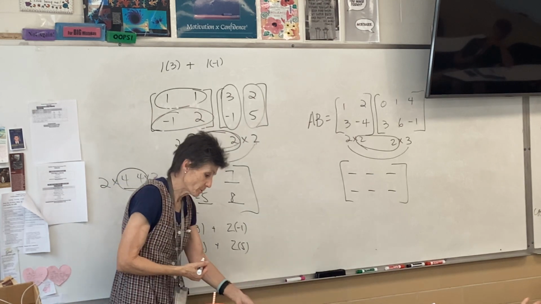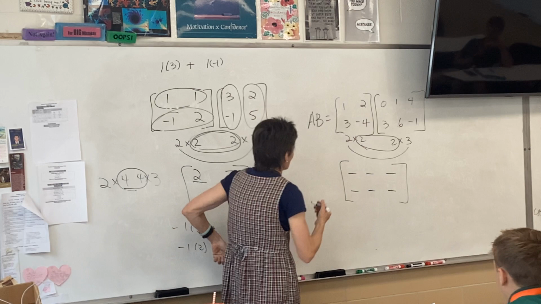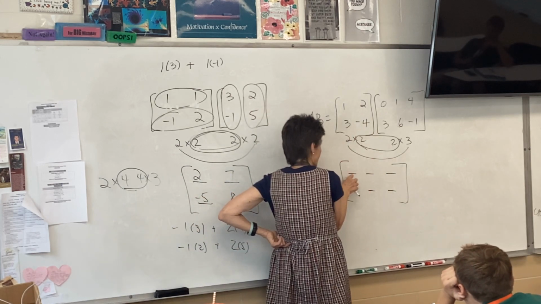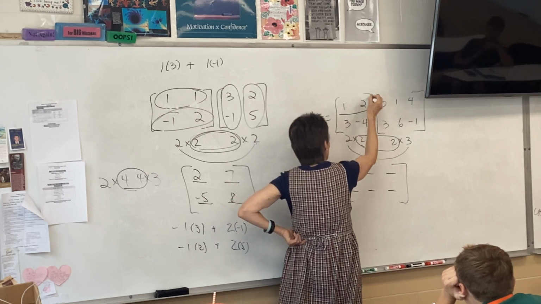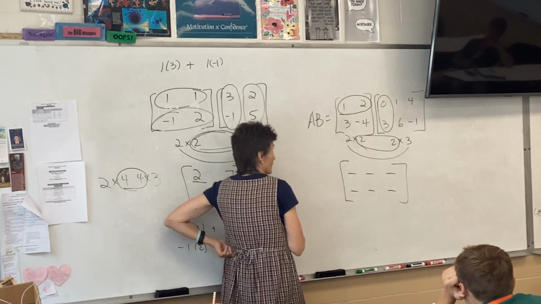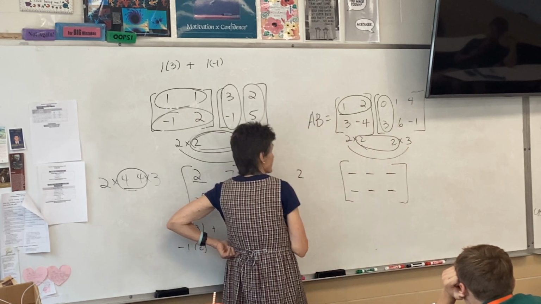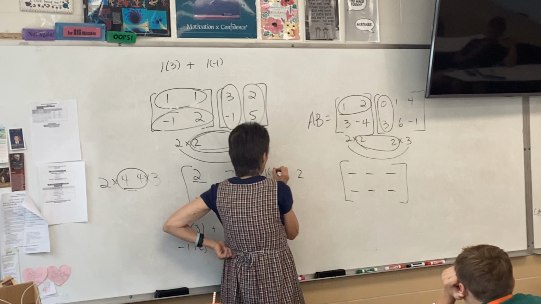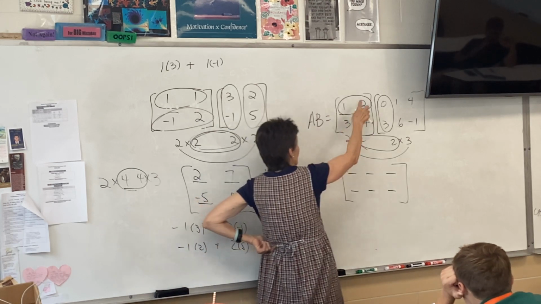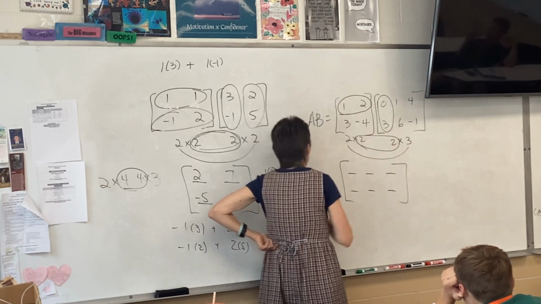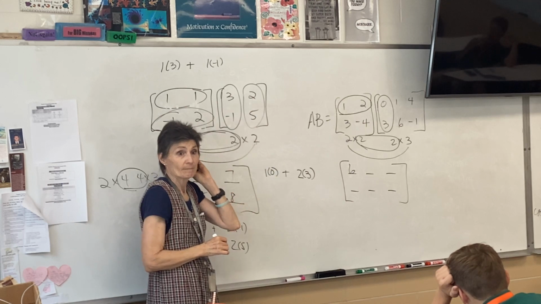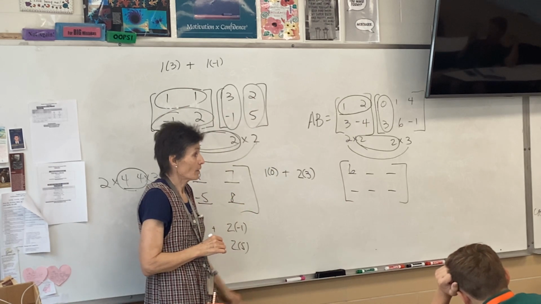All right, I'll do the first one just in case there's anybody out there who is a little bit lost. I'm going to find this number. He is in the first row, first column. So I'm going to take the 2 numbers in the first row and multiply them by the corresponding numbers in the first column. So that number should be a 6. All right, you fill in the rest.